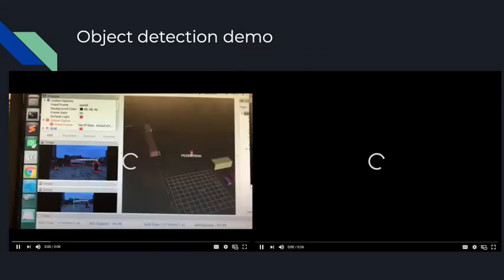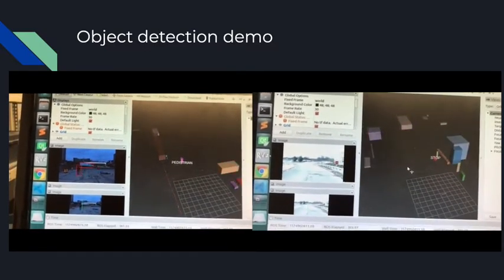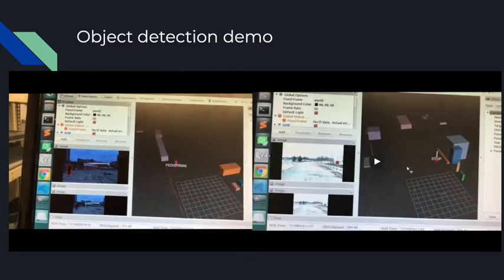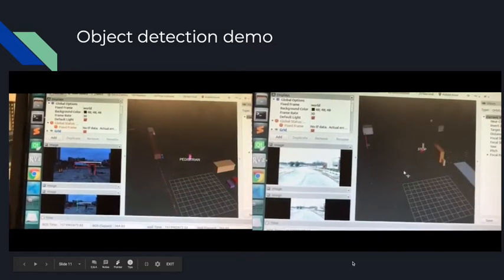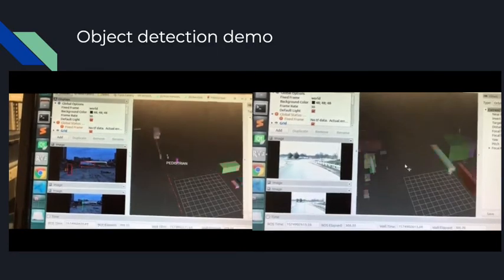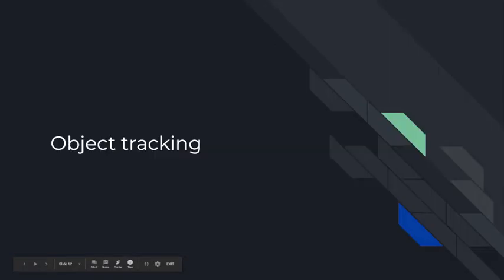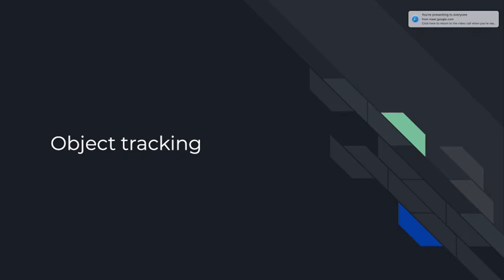Next slide. And here we have a demo of our detection algorithm. This is in-car visualization showing the detection algorithm running with pedestrians and also a traffic sign. And yeah, next Charles will talk about object tracking.